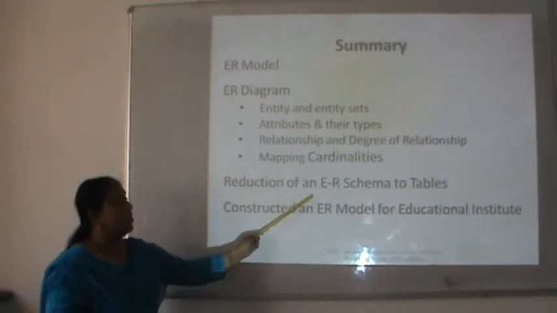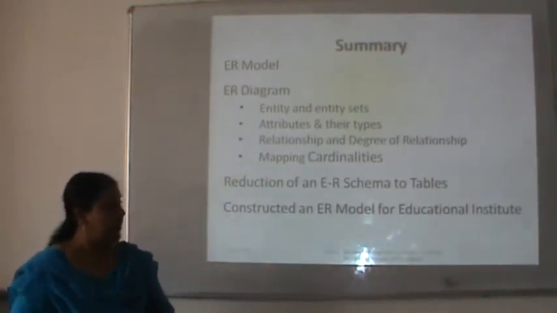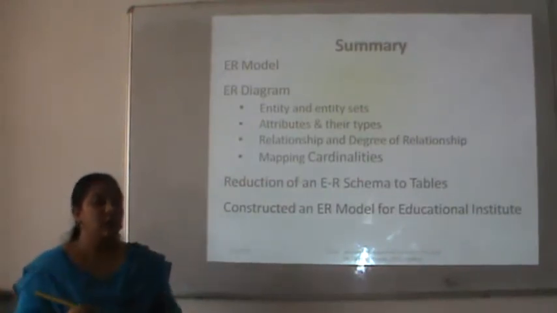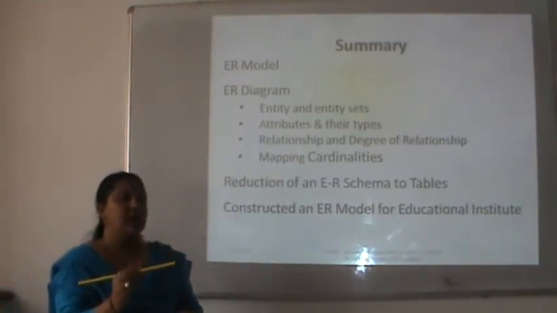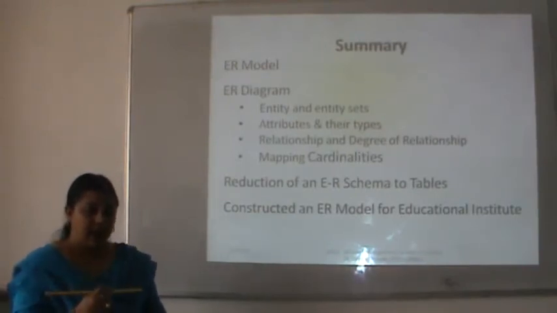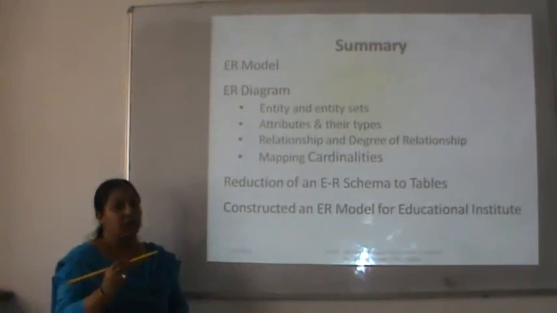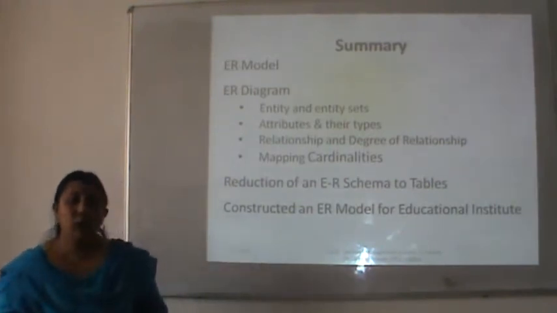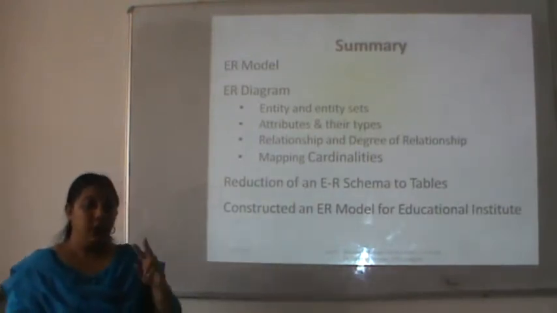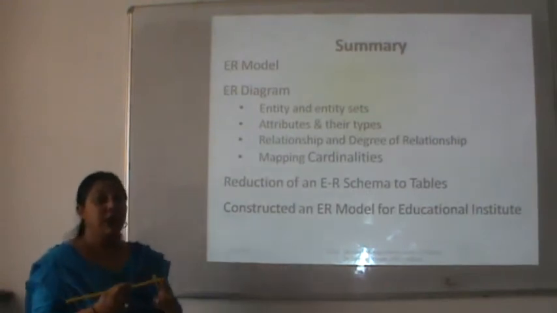We also learned how to reduce an ER schema to tables. When we reduce an ER diagram to a database, all the entities are reduced to tables. All the relationships are reduced to tables, and the attributes of the entities form the columns for those tables. The relationship tables consist of the primary keys of the entities associated with those relationships. Suppose relationship R is associated with two entities, then one column will be the primary key of the entity E1 and another will be the primary key of the entity E2.